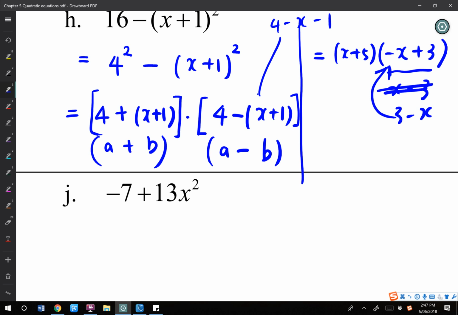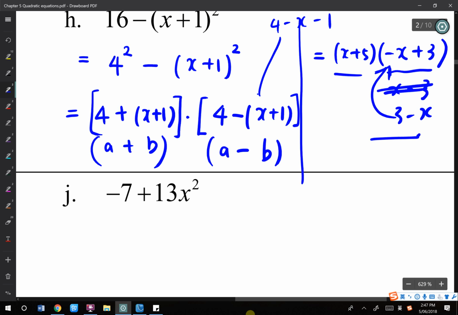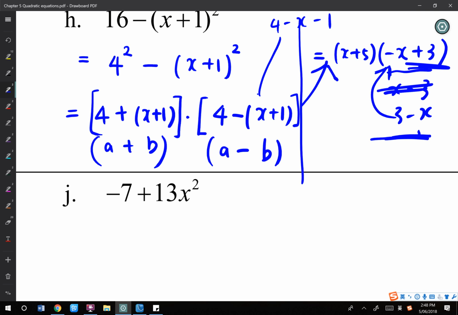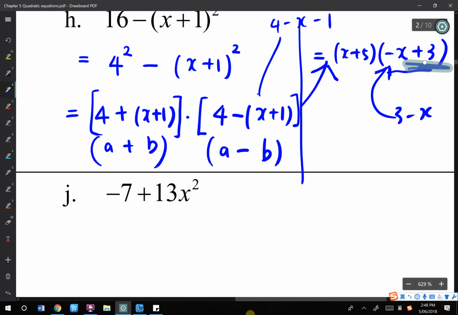Where to where? This one? To here? Here to here? Expand. 4 plus x plus 1 is x plus 5. 4 minus x minus 1 is 3 minus x. Yeah? You just calculate. Any other questions?